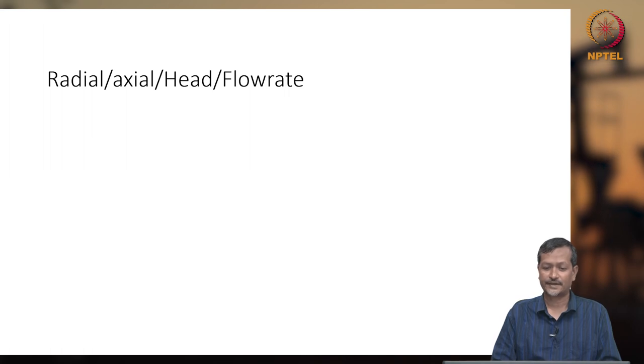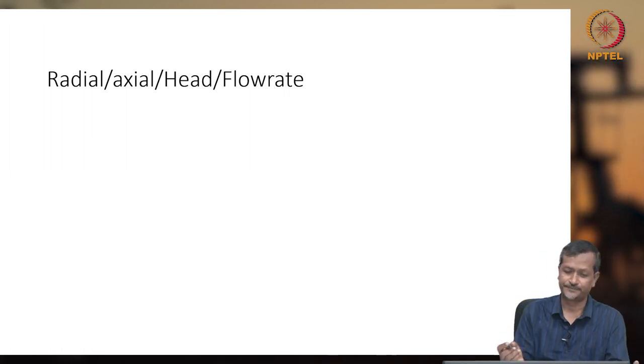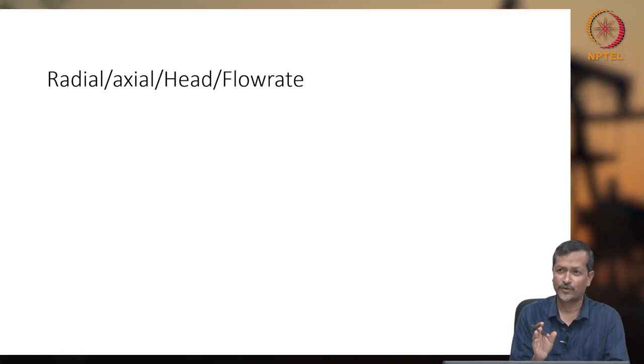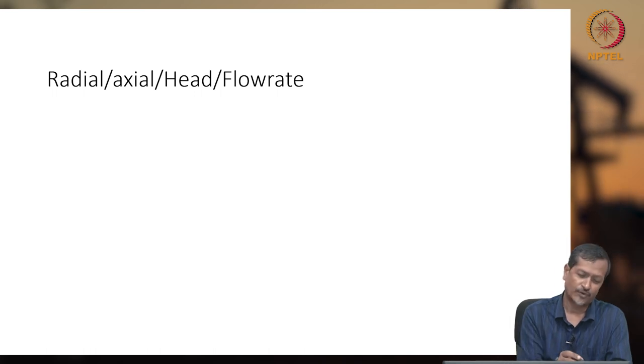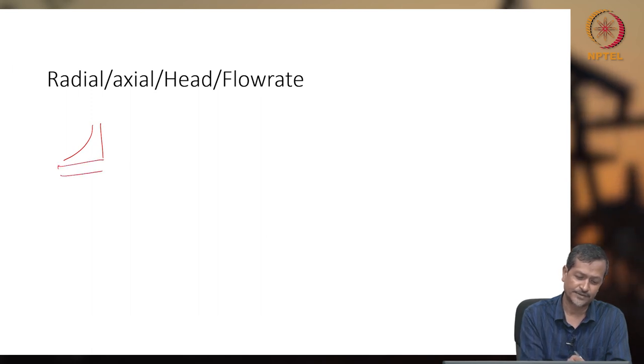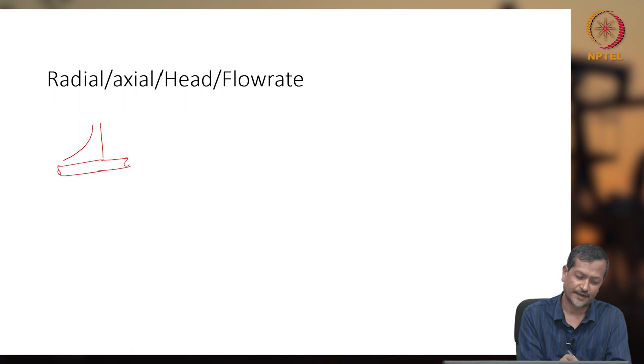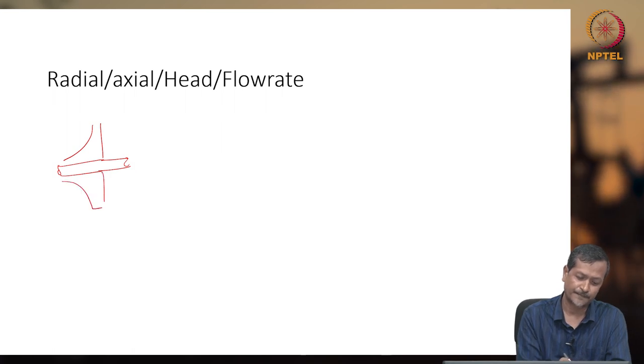Okay, radial, axial, head, flow rate. Okay, radial pump. So centrifugal pumps are normally of three types actually. One will be radial type. Later I will bring some model and explain it. This is just to give you a basic idea.